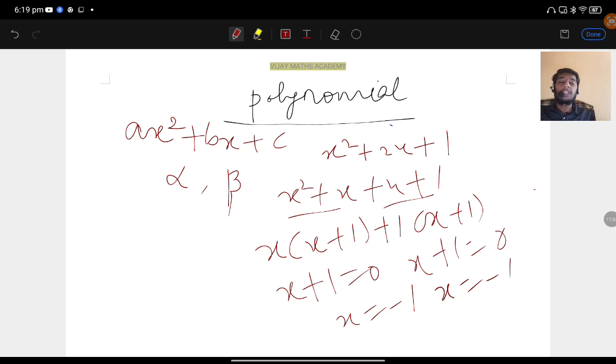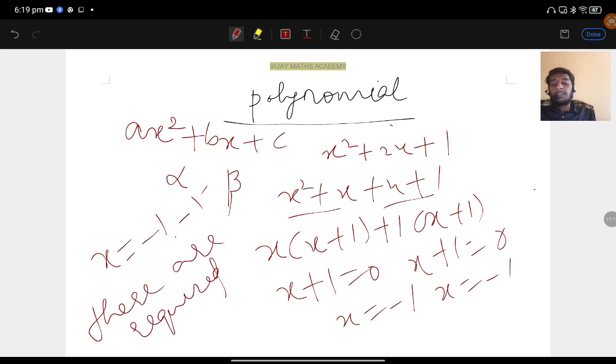How many values did we get? We got two values. So these are the required zeros: x is equal to minus 1, minus 1. It may have one zero, it may have no zero also, but it should not cross the maximum of 2. For the linear we have one zero. For the quadratic, maximum we have two zeros. Next, we'll go through the cubic.